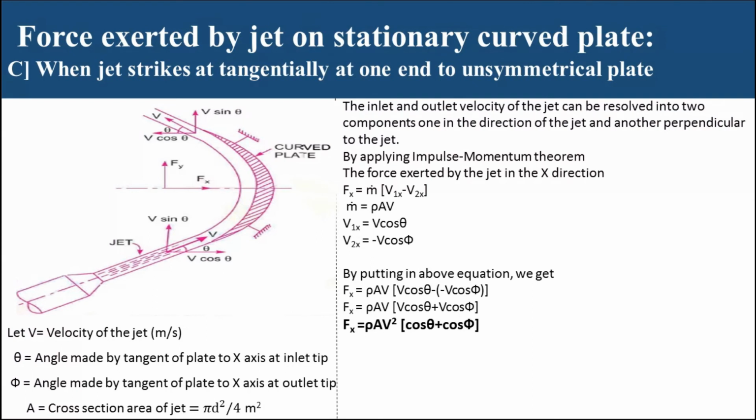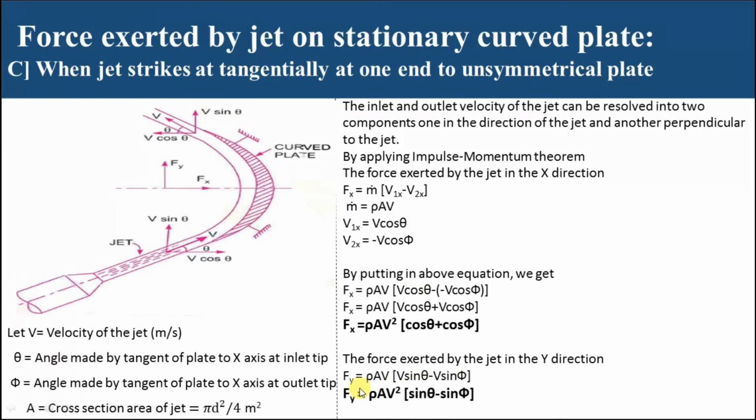Okay, similarly we will find out the force exerted by the jet in y direction. So in y direction, we know it will become rho a v into v sin theta. This is the component of velocity at inlet in y direction minus the component of velocity at outlet in y direction. So this component is v sin phi. So you can take this v common. So finally we will have rho a v square (sin theta minus sin phi).